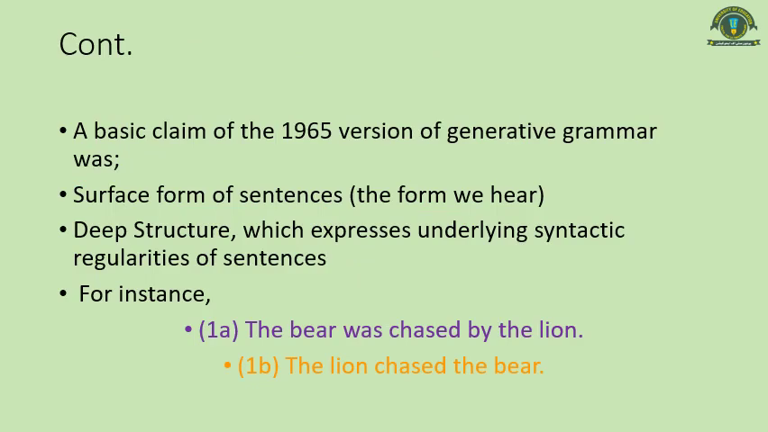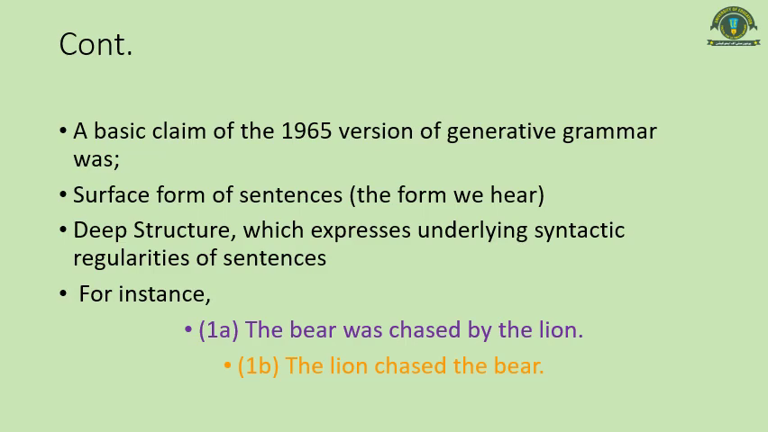A basic claim of the 1965 version of generative grammar theory, which we have discussed in the previous lecture as well, was that in addition to the surface form of sentences, or you may say the form we hear, there is another level of syntactic structure which is called deep structure, and which expresses the underlying syntactic regularities of sentences, or the underlying or deeper meaning of that sentence.